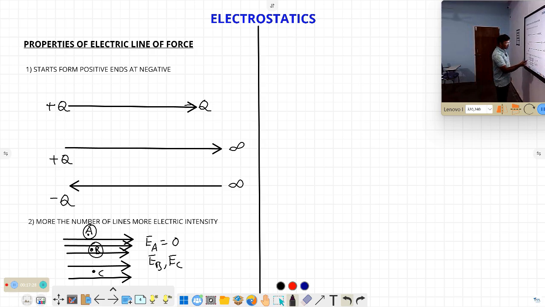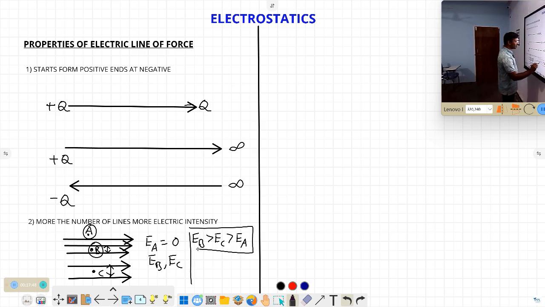But the distance between the two lines at point B is very small, and at point C it is very large. And there are no electric lines at all at A. So I can simply say the electric field intensity at B is more than at C, and C is more than at A. This is how you can write the relation between electric field intensity at different points of the electric field using the second property. The more the number of lines, the more the intensity; the fewer the lines, the less the intensity.